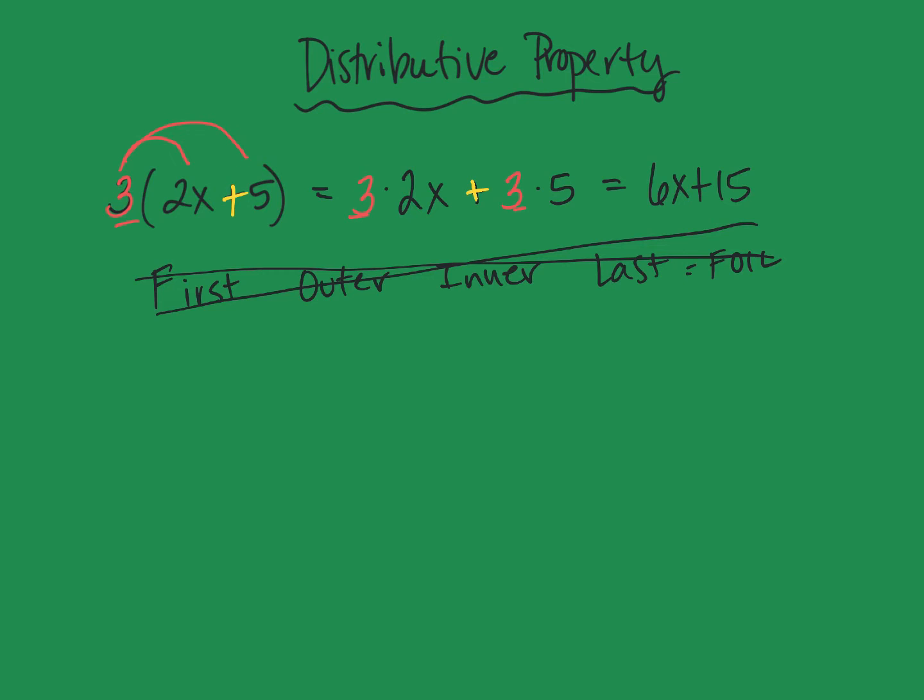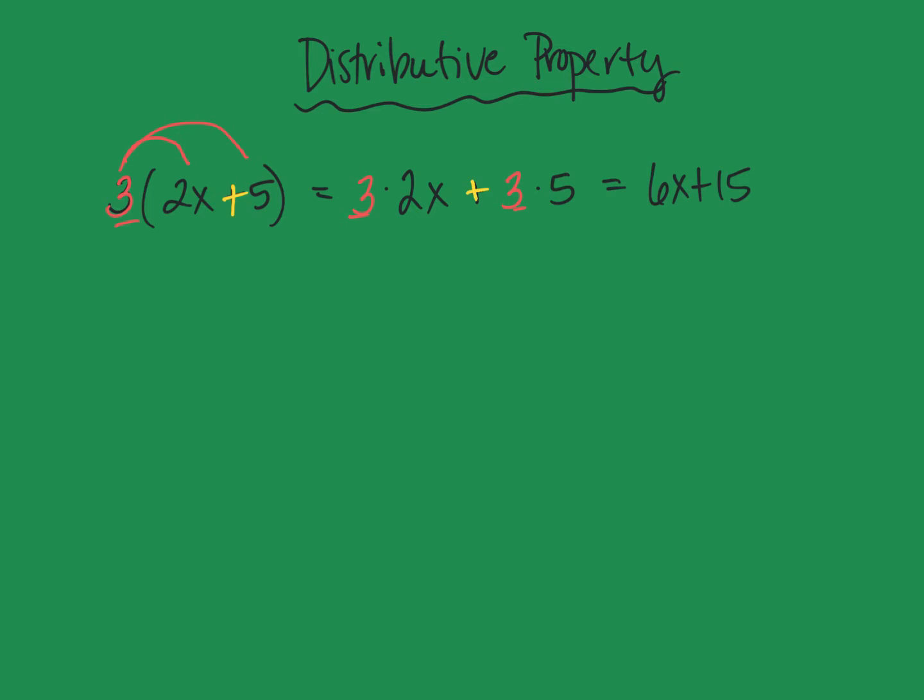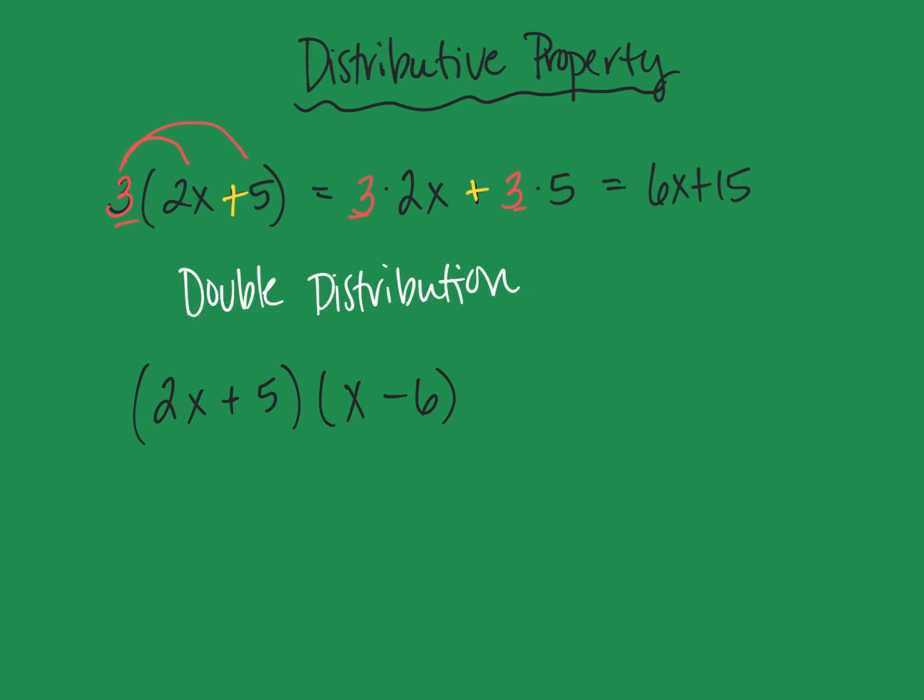In fact, FOIL is probably my least favorite thing that we teach in Algebra 1 because I like rules that always work. So instead, I like to think of the distributive property, or the FOIL method, as actually double distribution. So we do double distribution when we are multiplying binomials by binomials, or binomials by trinomials. And remember, a binomial is one that has 2 parts to it, 2 terms. So first term, second term. So this would be a binomial.